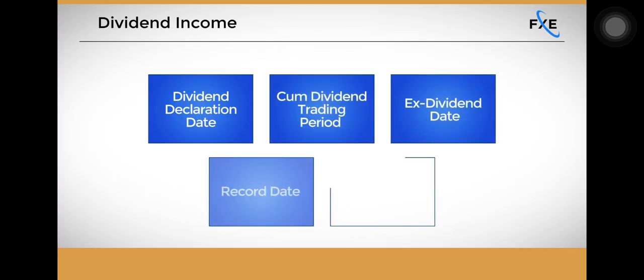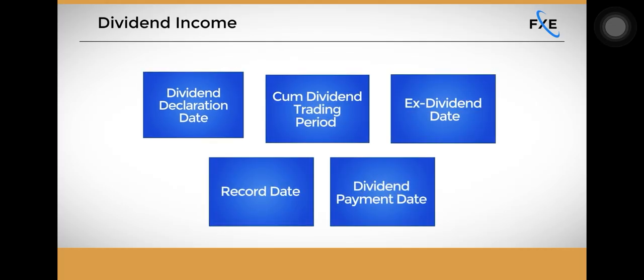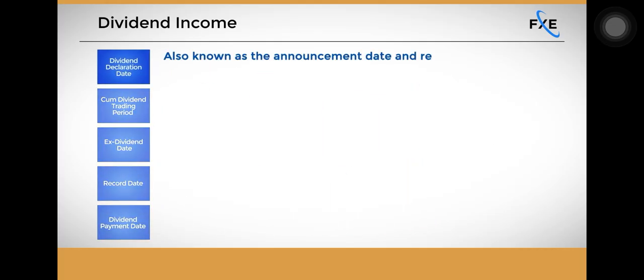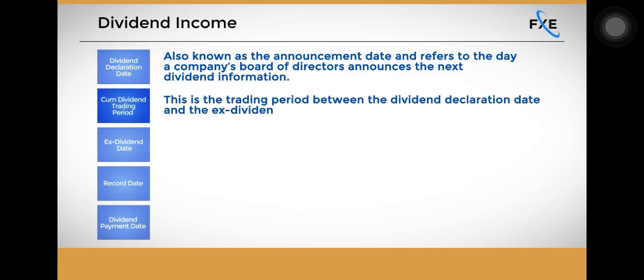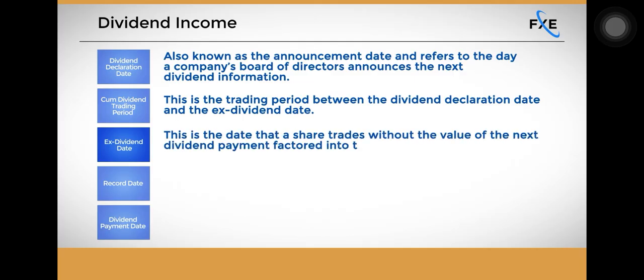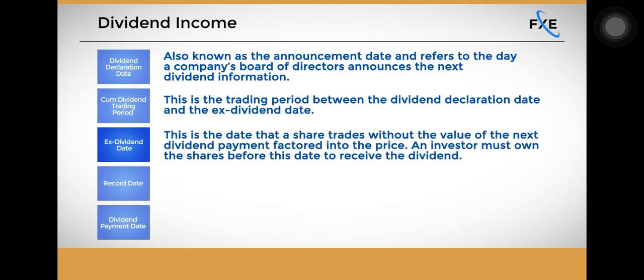Let's talk about the terms that you need to be familiar with regarding the dividend process. Firstly, the dividend declaration date, also known as the announcement date, refers to the day the company's board of directors announces the next dividend information. Come dividend trading period. This is the trading period between the dividend declaration date and the ex-dividend date. The ex-dividend date. This is the date that the share trades without the value of the next dividend payment factored into the price. An investor must own the shares before this date to receive the dividend.